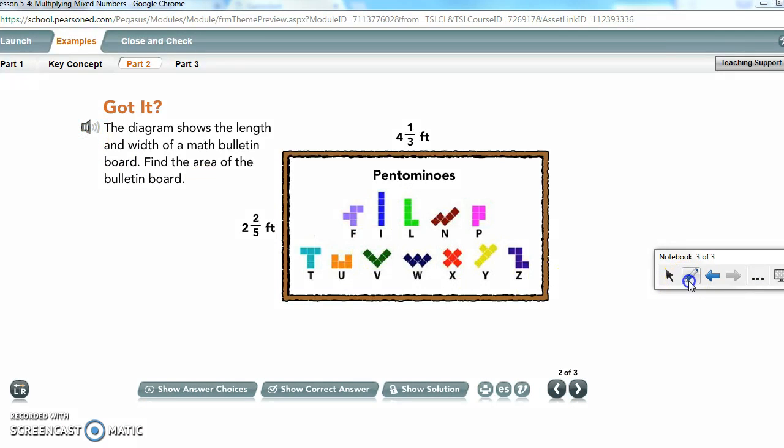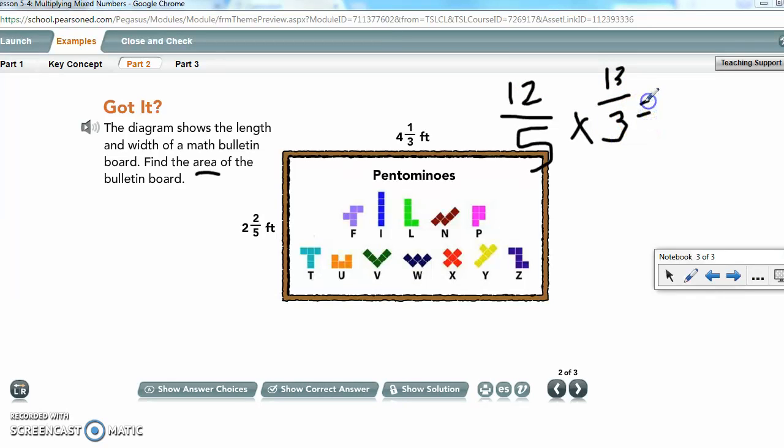The diagram shows the length and width of a math bulletin board. Find the area of the bulletin board. So remember, area will be base times height or length times width. So I need to do my wheel. 5 times 2 is 10, plus 2 gives me 12. My denominator is 5. And I need to multiply this by this number, but we have to do the wheel. What is 3 times 4? Well, 3 times 4 is 12, plus 1 is 13. So I get 13 over 3.